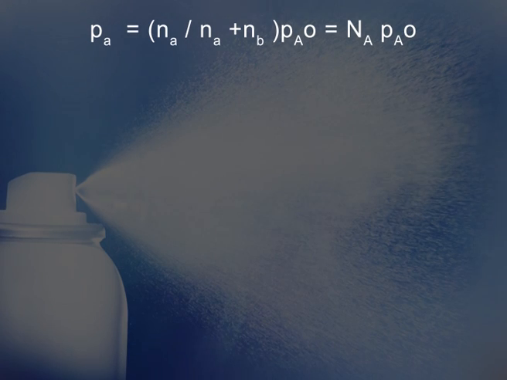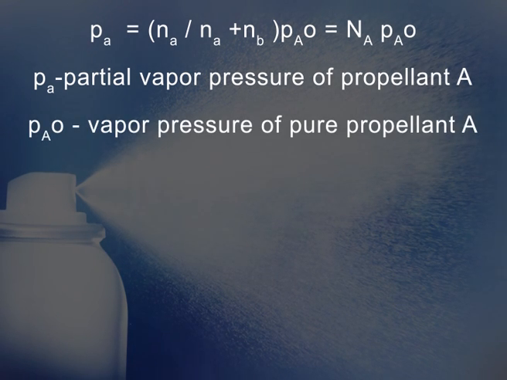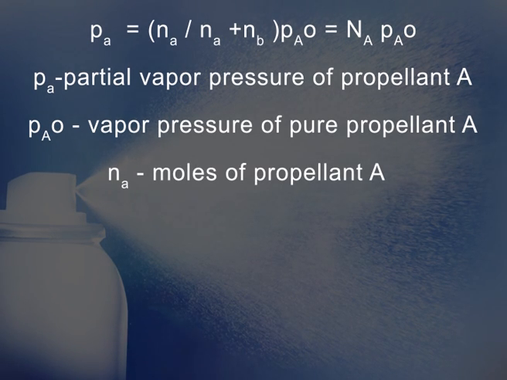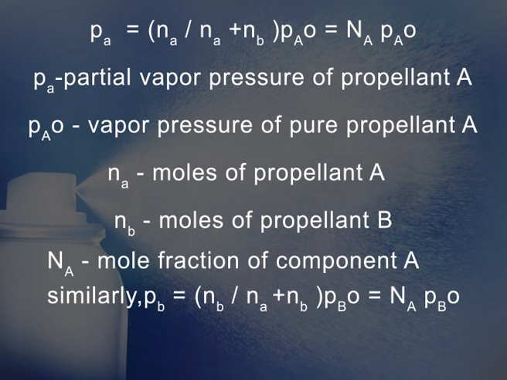The equation can be written as Pa = Na/(Na + Nb) × Pa0 = Na Pa0. Now what is this Pa? It is the partial vapor pressure of the propellant A. What is Pa0? It is the vapor pressure of pure propellant A. Na, that is moles of propellant A. Nb, moles of propellant B. And capital Na, that is the mole fraction of component A.